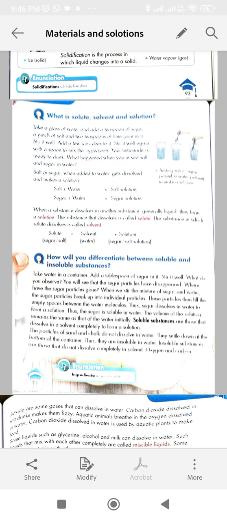How will you differentiate between soluble and insoluble substances? Take water in a container. Add a tablespoon of sugar in it. Stir it well. What do you observe? You will see that the sugar particles have disappeared. Where have the sugar particles gone?